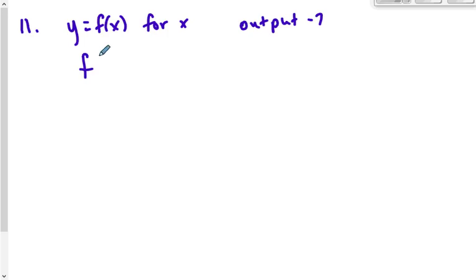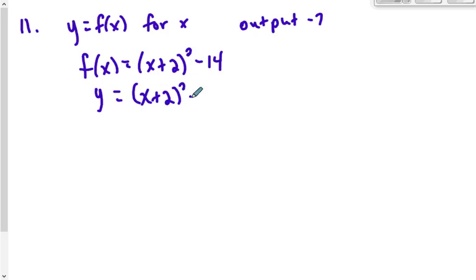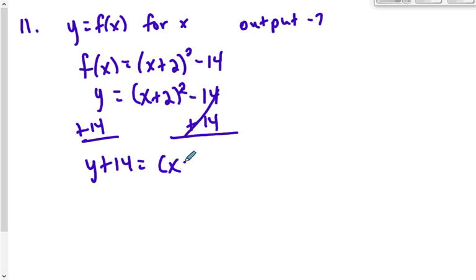Number 11, solve y equals f of x for x. And the output is negative 7. So here we go. F of x equals x plus 2 squared minus 14. That means I have y equals x plus 2 squared minus 14. I don't have to change anything, I just have to solve for x. So I'm going to add 14 to both sides. So I have y plus 14 equals x plus 2 squared.